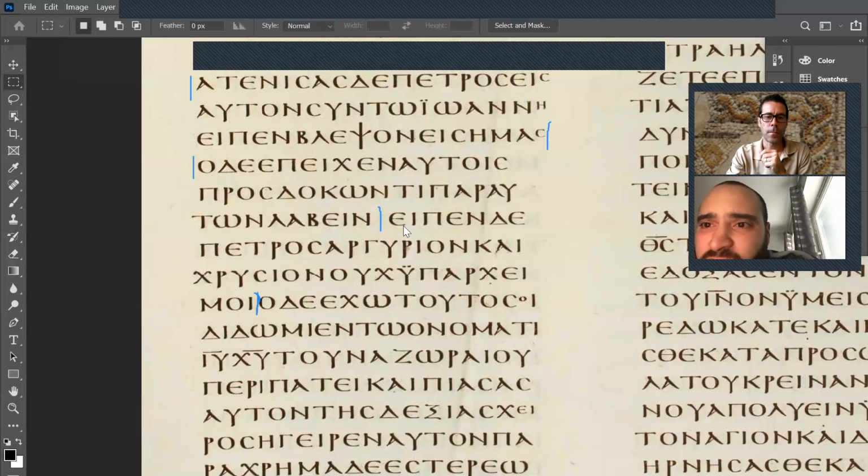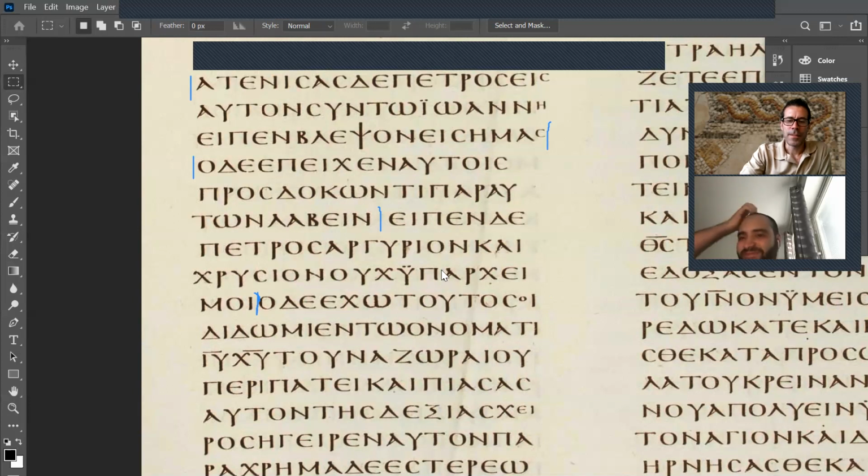Εἶπεν δὲ Πέτρος, ἀργύριον καὶ χρυσίον οὐχ ὑπάρχει μοι. So εἶπεν δὲ shows that it's a new subject, Peter, which is also explicitly stated. So Peter said, ἀργύριον καὶ χρυσίον, silver and gold, οὐχ ὑπάρχει μοι, is not for me. I don't possess it. It's not existing for me.